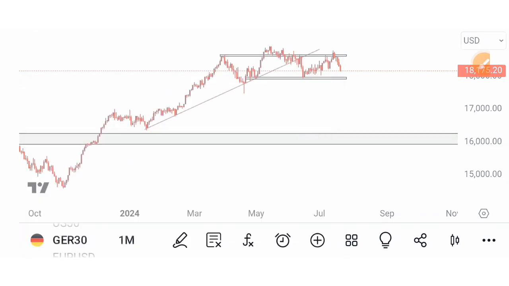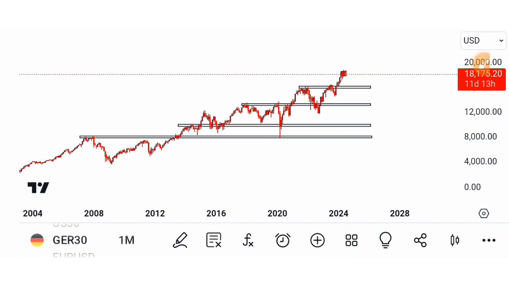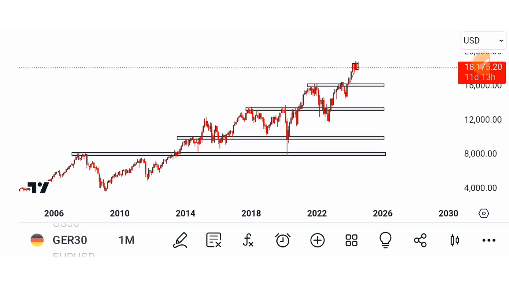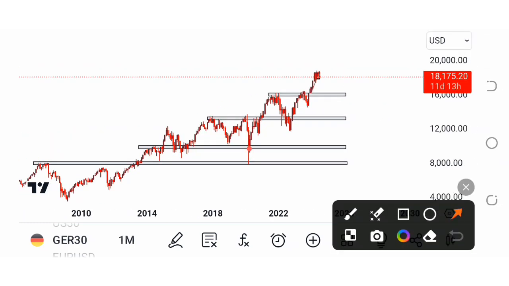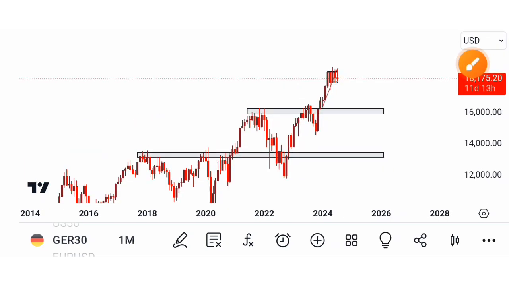So GER30, let's move to the monthly time frame. On this particular market, I'm looking for the market to give a retracement. I'm still looking for that correction on this particular market. As you can see, the market created this high, and then gave a pushback, and then the market broke out of that high. So I'm expecting again the market to give us a pushback before I can expect further buys to the upside. However, this move might take a while before it can happen.